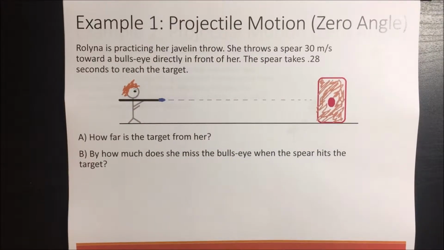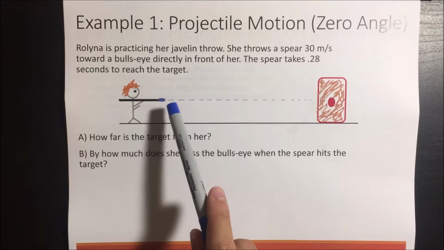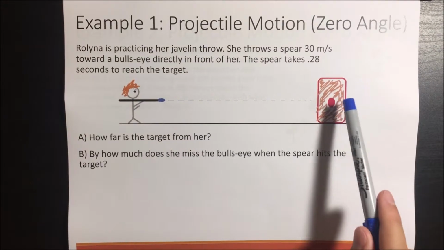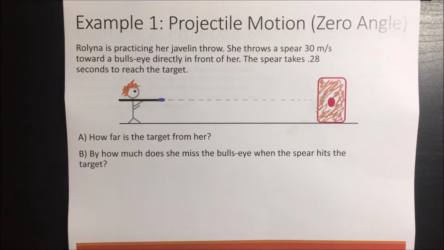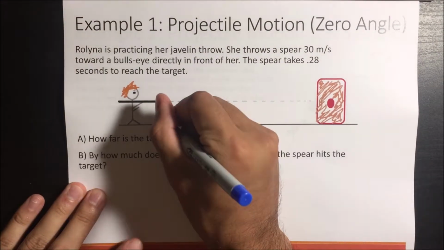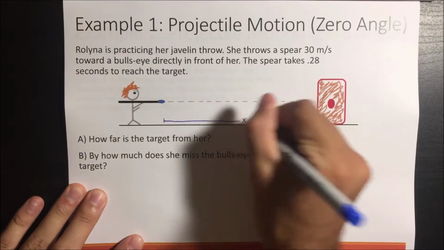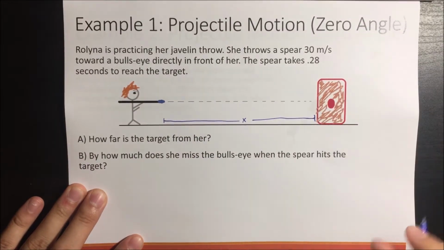Okay, example problem number 1. Rolyna is practicing her javelin throw. She throws a spear 30 meters per second towards a bullseye directly in front of her. The spear takes 0.28 seconds to reach the target. How far is the target from her? So in this question, what we're trying to figure out is what is this distance right here?